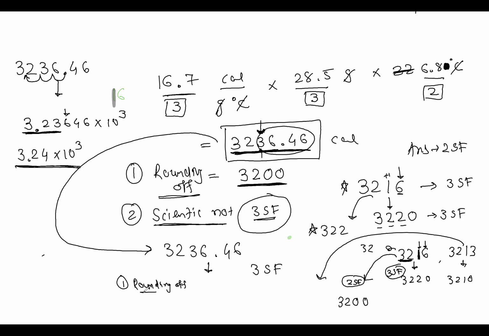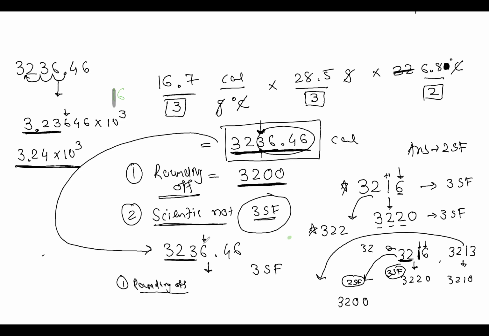You want to round it off in such a way that you get 3 significant figures. What should that number be? 3240. You agree? Right, 3 significant figures means this 3.